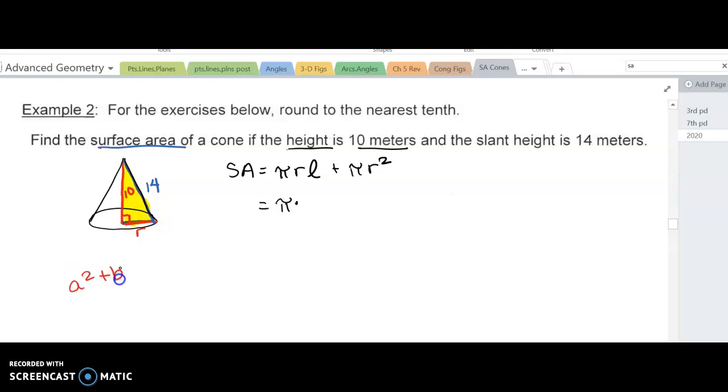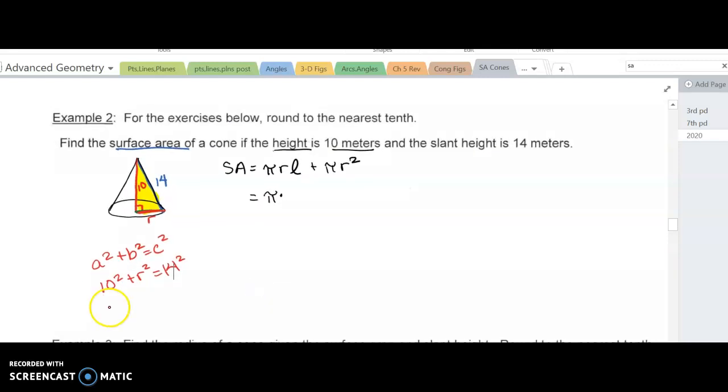So a squared plus b squared equals c squared. 10 squared plus r squared. Now make sure you're putting 14 in the C spot, the hypotenuse. The side across from the box always goes in the C spot. So that's 196. So then we subtract 100 from both sides, and we get r squared to be 96. And you know what? Normally we would take the square root of both sides. I am going to take the square root of both sides, but I'm going to leave my r as square root 96, and I'm going to show you why in just a second.